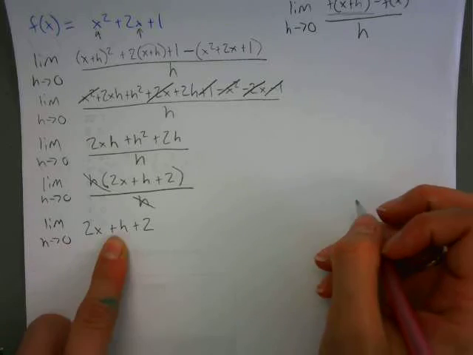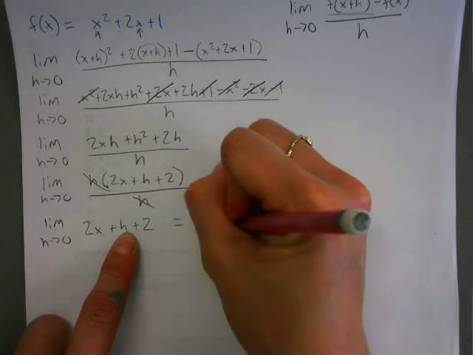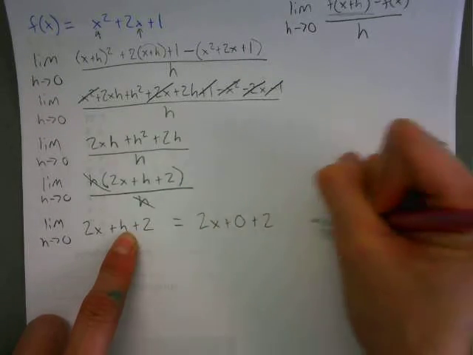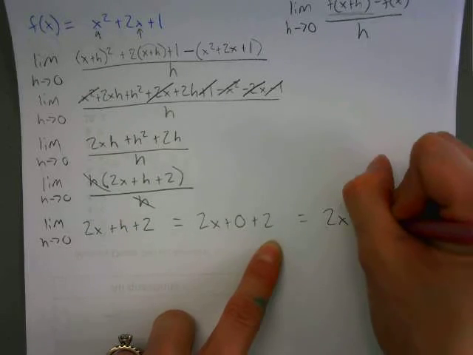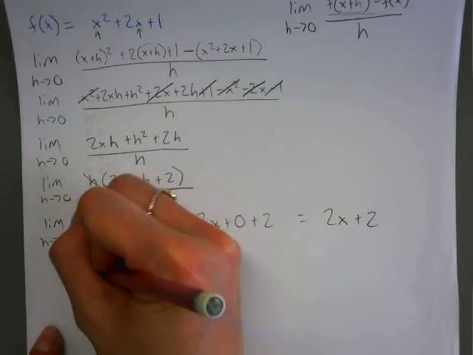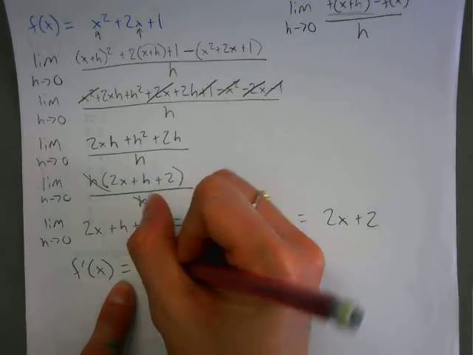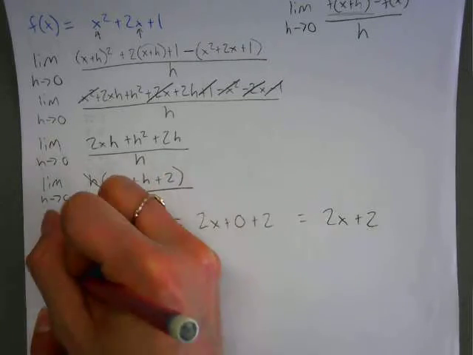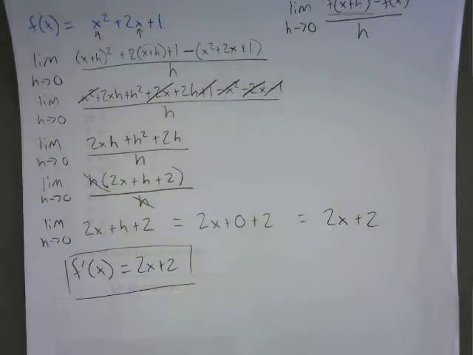And to evaluate this limit, I can plug in 0, so I have 2x plus 0 plus 2, or just 2x plus 2. So f prime of x, or the derivative of f of x, is 2x plus 2. And remember, I wasn't given a specific point, so my answer should be an expression in terms of x. Now, if I wanted to find the derivative at 3 or the derivative at 5 or whatever number you would want, you could plug that number in here and find the actual numerical slope at that specific point on the function.